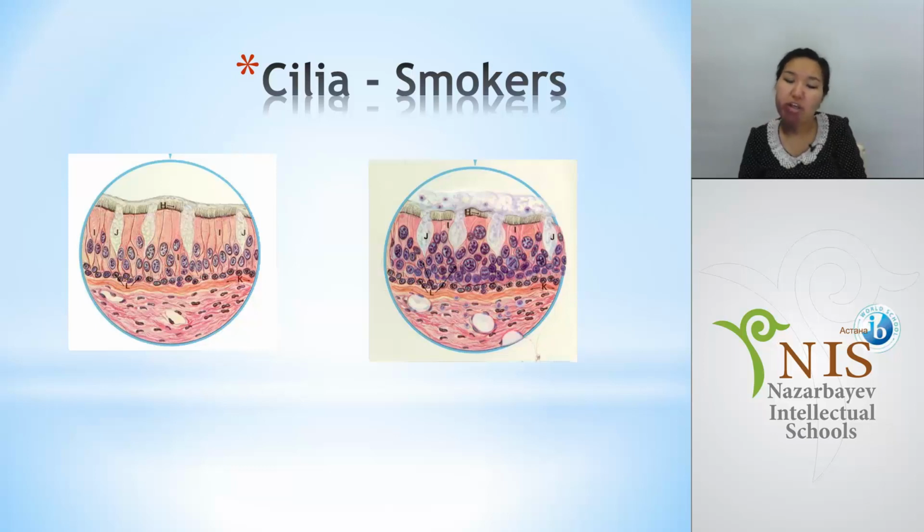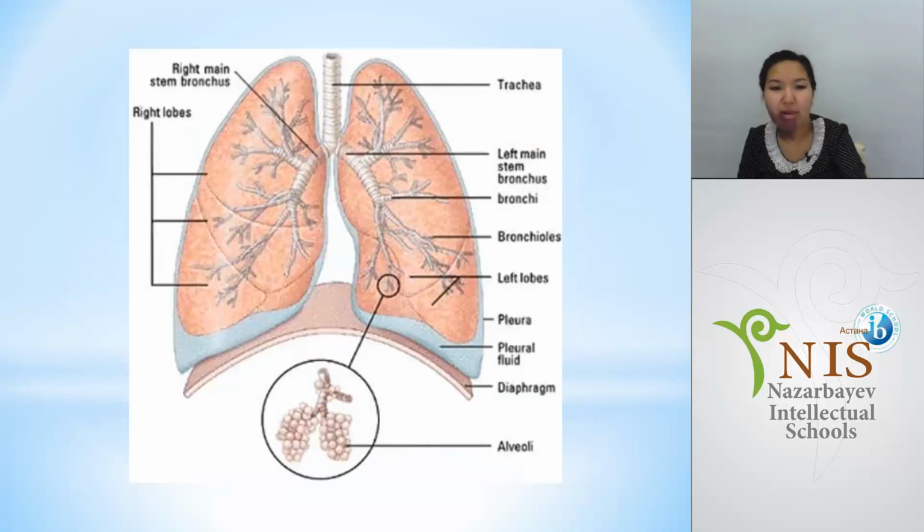Cilia of smokers. Here you can see that in the trachea we have cilia. The first picture shows the cilia of the trachea of a healthy person, and the second picture shows the cilia of an unhealthy person. Here you can see the trachea in our respiratory system. Most of all, you can see the trachea made of cartilage rings, and then everything goes to the bronchi.